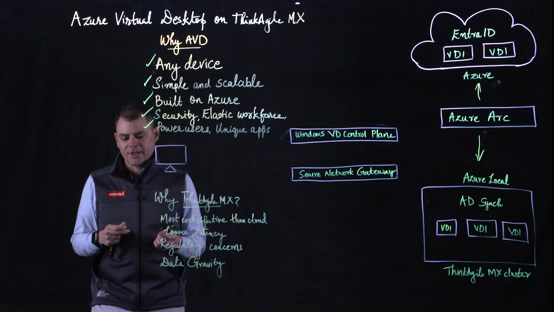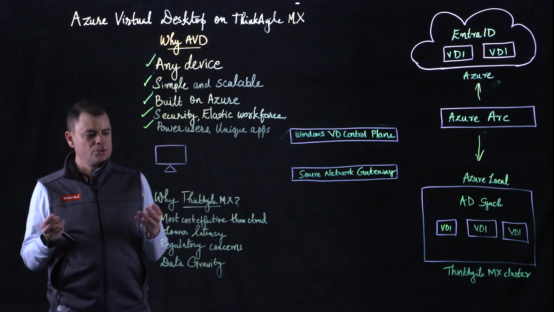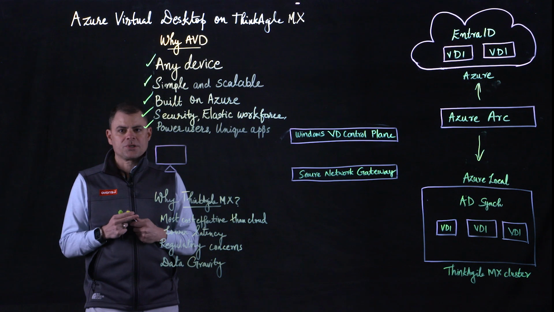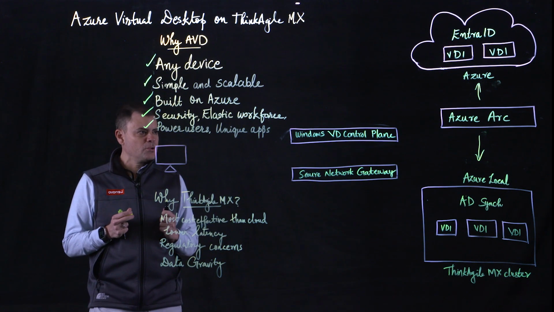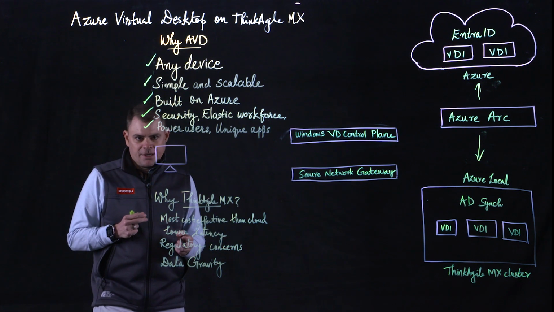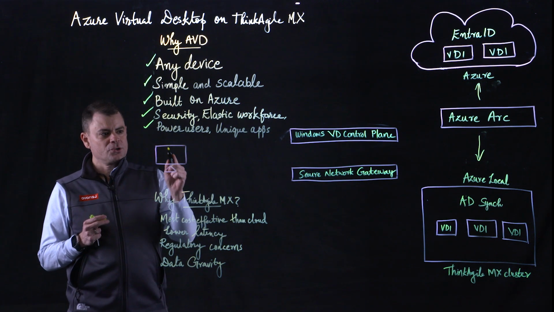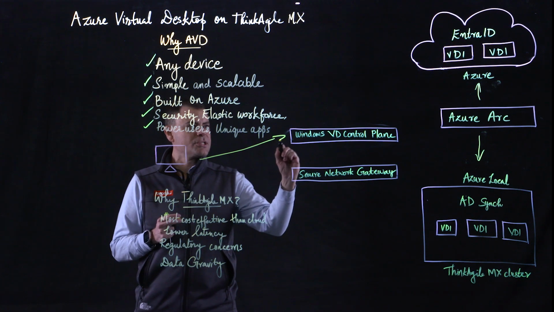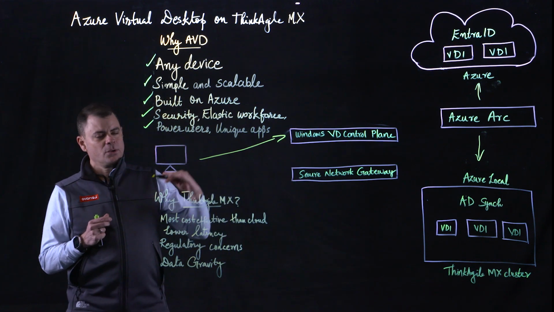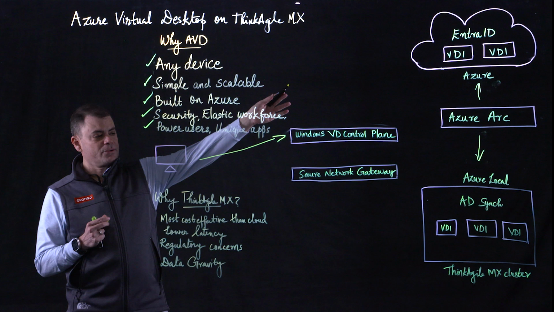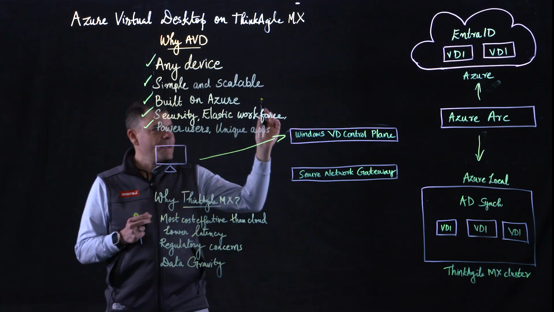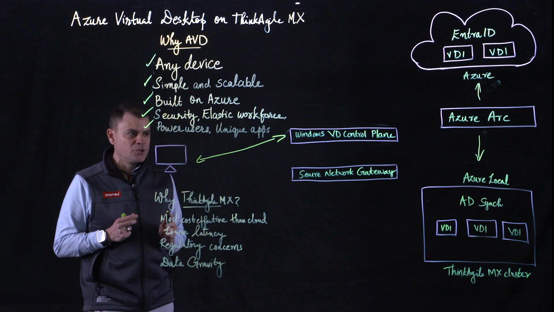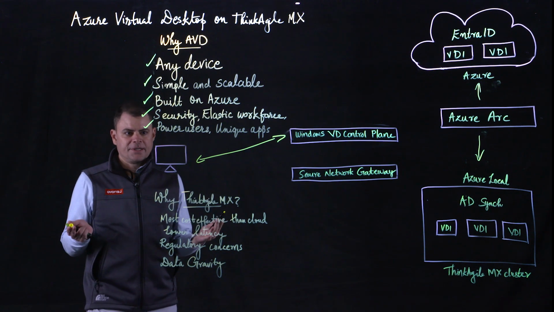So now that we know why you'd want to use Azure Virtual Desktop, let's take a look at how this works when we're talking about Azure Local and ThinkAgile MX. First of all, a user is going to log in and they're going to hit this Windows control plane, which exists in the cloud. They will authenticate using their Microsoft Entra ID. And then the control plane will send some information back to the user with their connectivity.